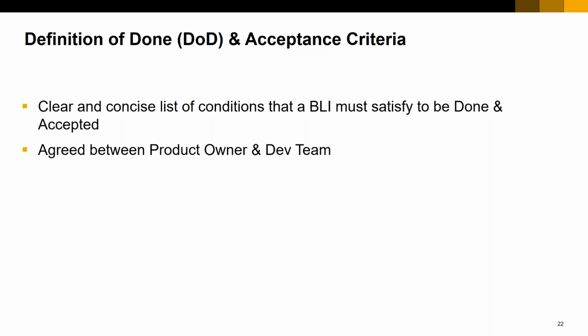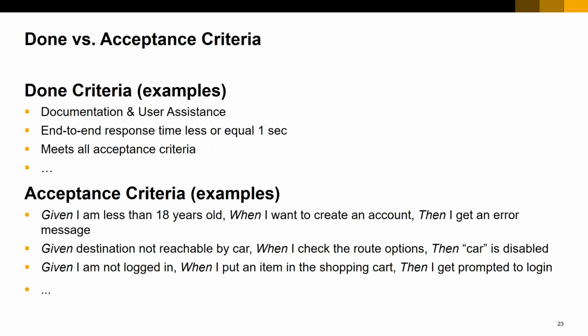So let's take some examples, right? For the done criteria, these are typically defined at either the epic level or at a group of items level. So it will talk about bigger tangible outcomes, for example, documentation and user assistance should be in place, or the end-to-end response time or the performance of the product should have been improved by a certain KPI. 400 milliseconds has to be met. All these bigger items are done criteria, for example.